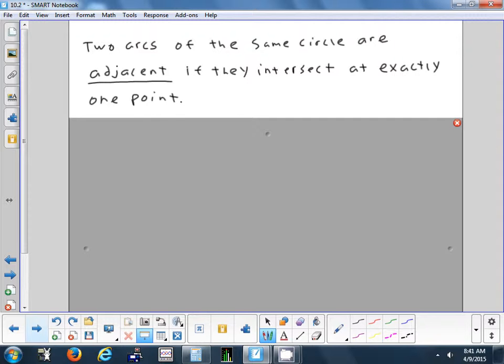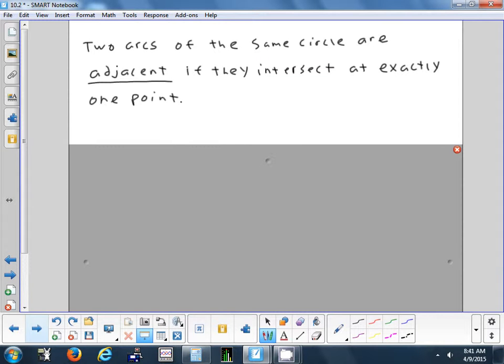All right, so next word is adjacent. Okay, so 2 arcs in the same circle are adjacent if they intersect at exactly 1 point. What if somebody had trouble understanding the word adjacent? Jacob, what's a simpler way of explaining what the word adjacent means? Like if I said I'm adjacent to the table right now, what does that mean? Or I'm adjacent to the board.